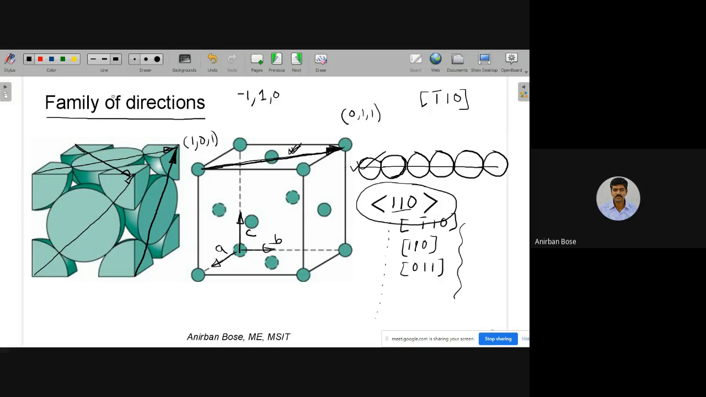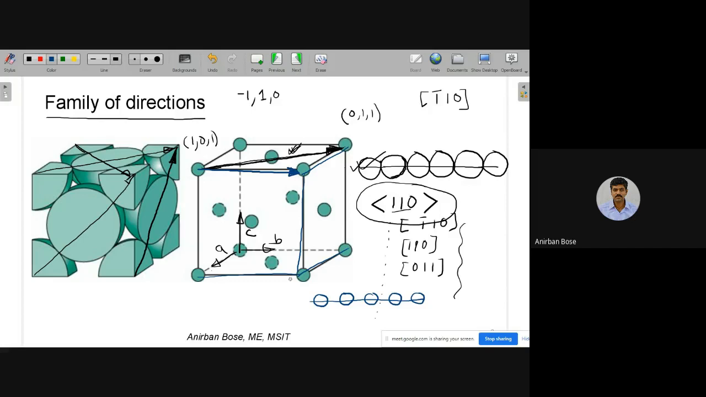Similarly, you can consider another family. I can tell you, say this is one of the direction. Definitely this particular direction is not within that family, and if you try to draw this particular family, you will find they are like this. They are not in contact. There will be a small gap between the atoms. So all the edges having the similar situation in FCC. So they form a family. They will form a family. Okay. So this is what is the meaning of the family of directions.